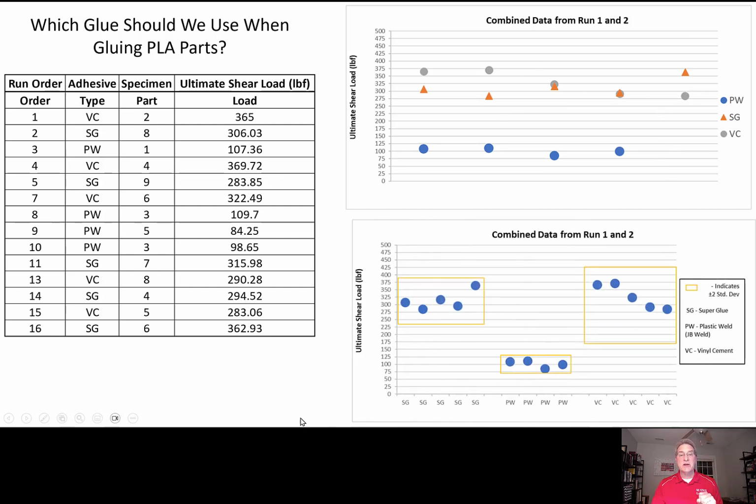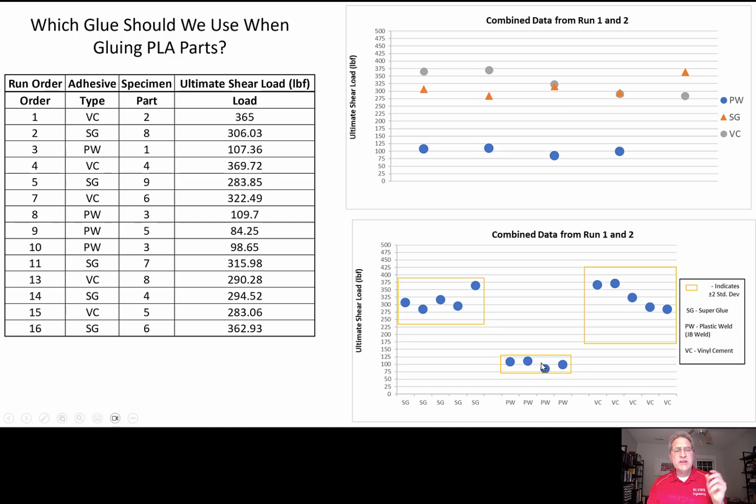Let me change the channel though. And you see these little boxes. That's plus or minus 2 standard deviations. I have which glue it is labeled right out here. And again, to me, the fact that these are really similar, except this one has a little more variation. Clear as a bell, that one's lower.